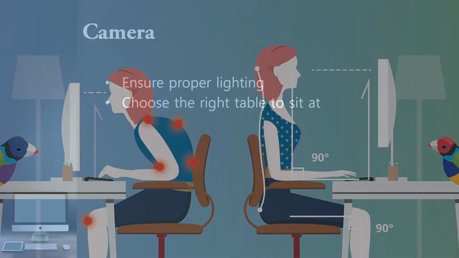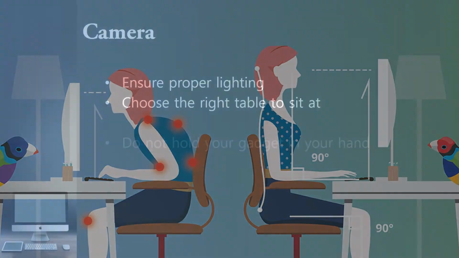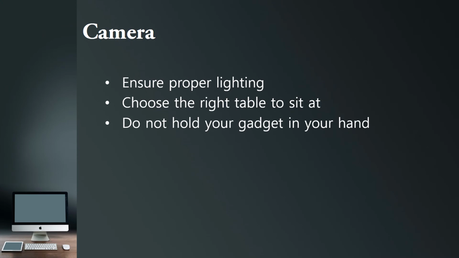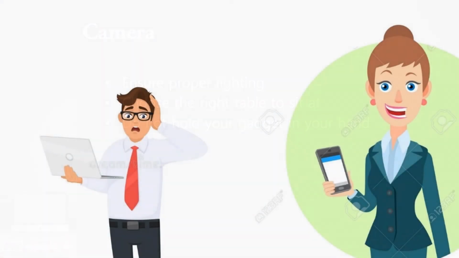The next point is to choose the right table to sit at. Find the right table with appropriate height to sit at so that it becomes easy for you to place your gadget and interact without any disturbances or discomfort. Another point to remember is to not hold your gadget in your hand, especially if you're using your mobile phone for a formal interaction. You may use a pile of books or a mug as a pop socket holder to make sure that your hands are free.